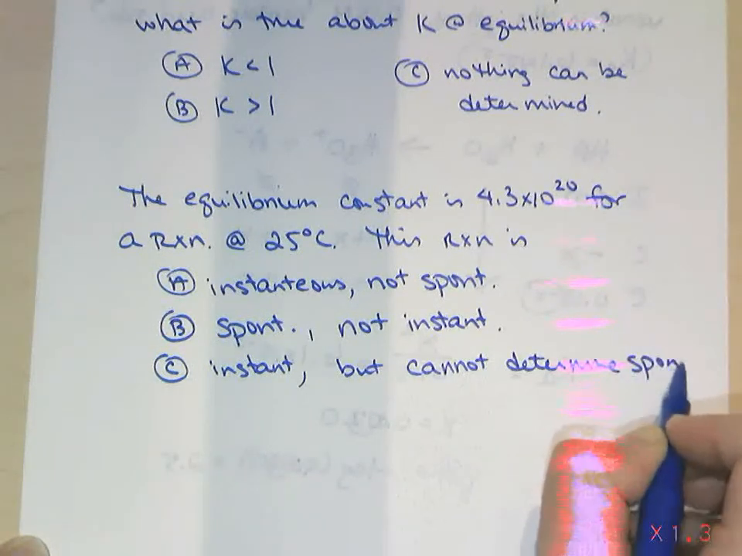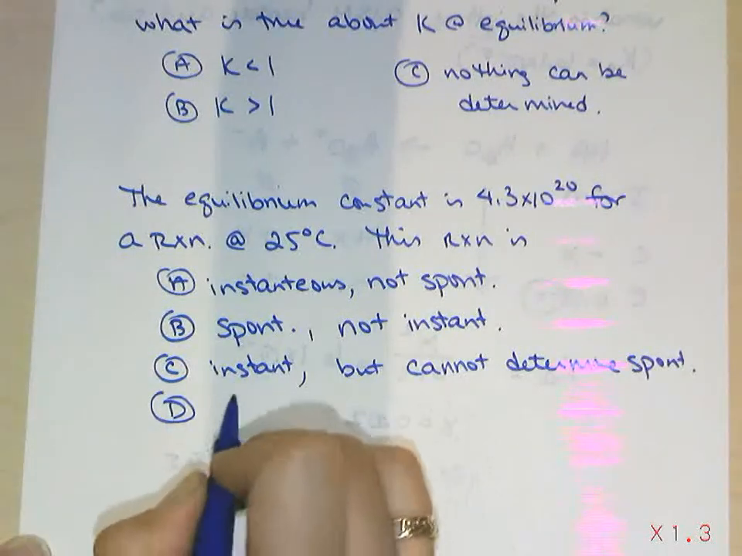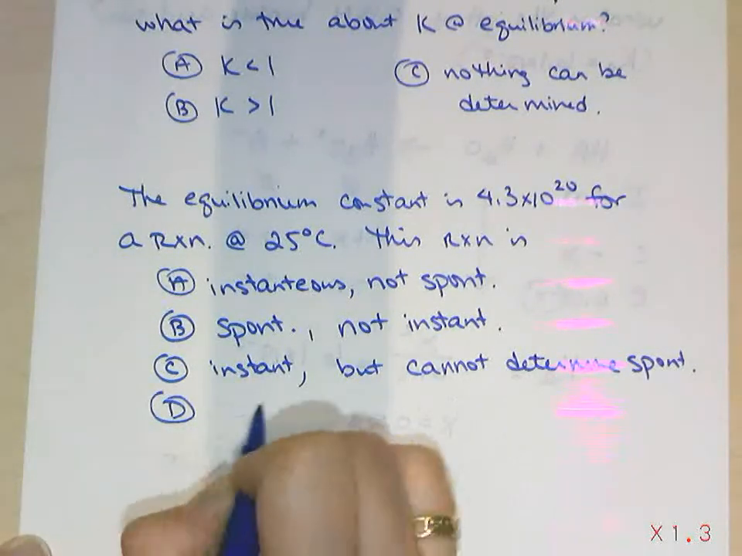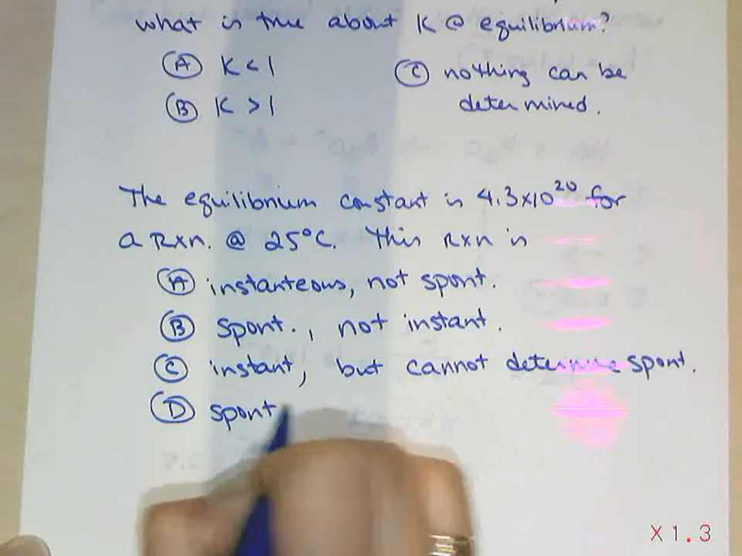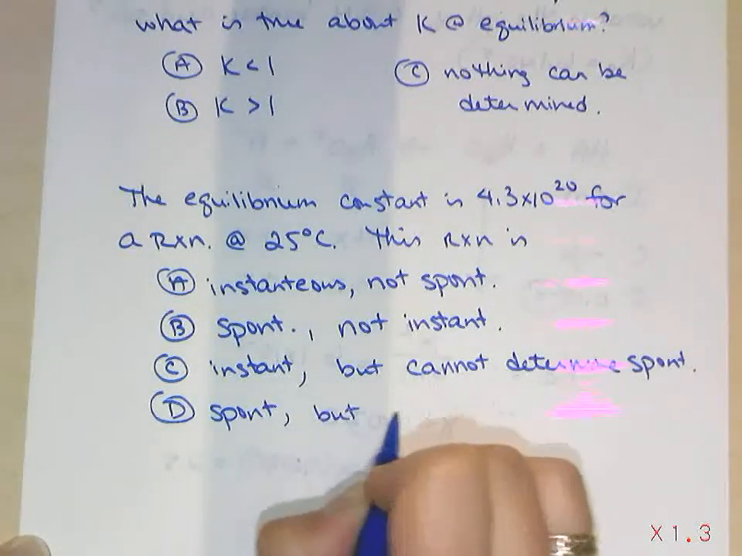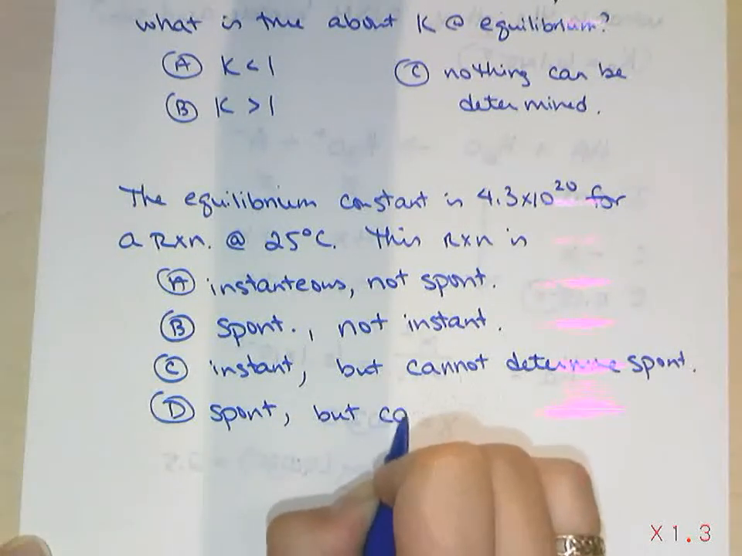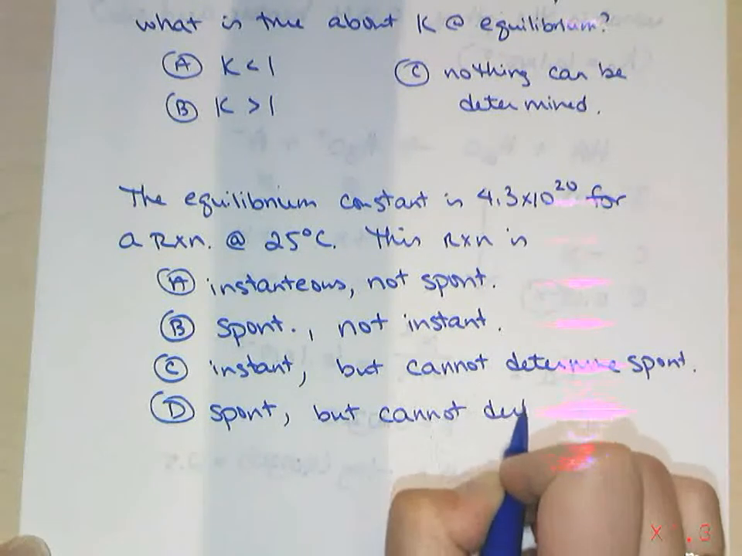So I have instantaneous, not spontaneous; spontaneous, not instantaneous; instantaneous, but cannot determine spontaneous; or spontaneous, but cannot determine instantaneousness.